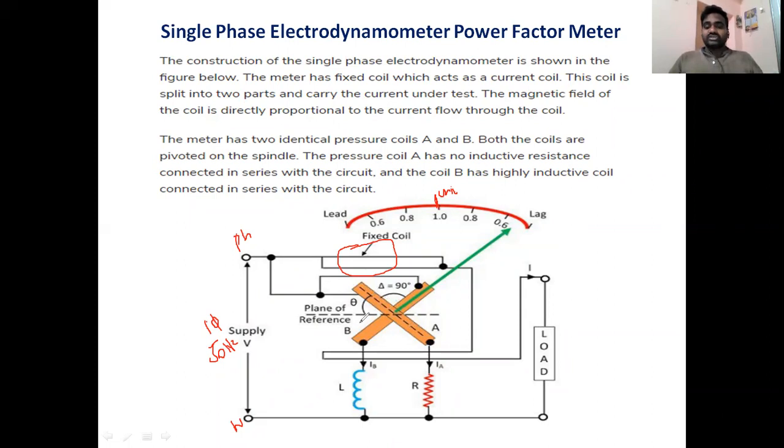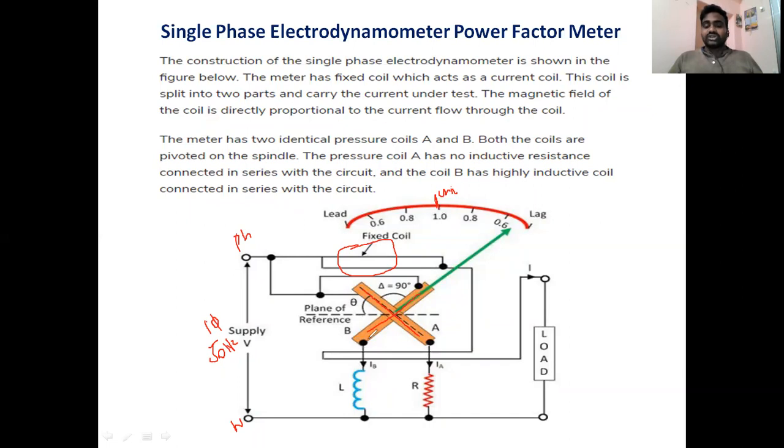The moving coil is split into two parts, which we call plane A and plane B, or coil A and coil B. Two parts of the moving coil, or pressure coil, or voltage element. Coil B is represented as an inductive element.